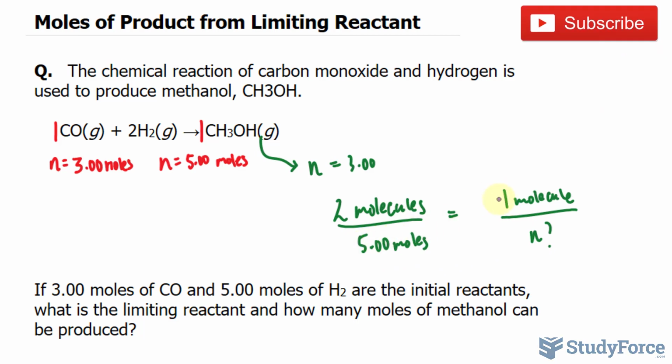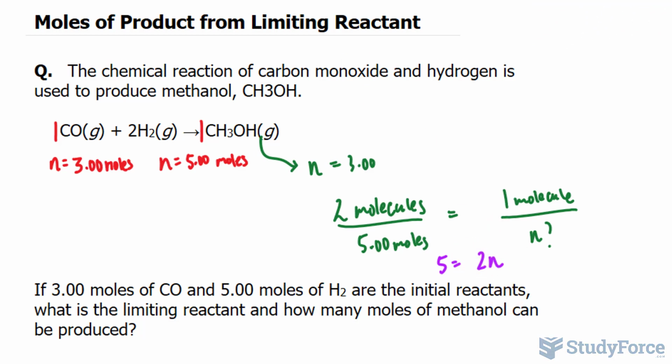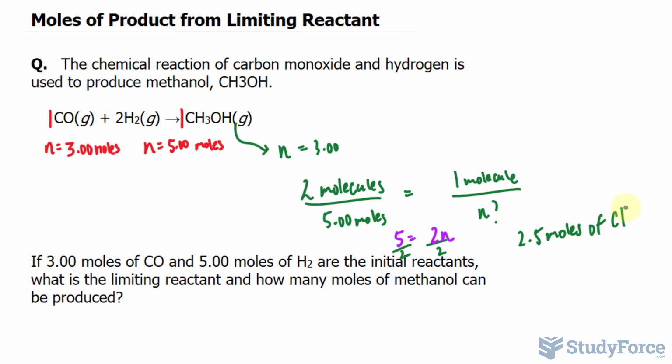Cross multiplying, 5 times 1 is 5, and n times 2 is 2n. Dividing both sides by 2 to eliminate the 2 on the right side, we end up with 2.5 moles of CH3OH. So we have this number and we have this number. Mind you that the units here are in moles.